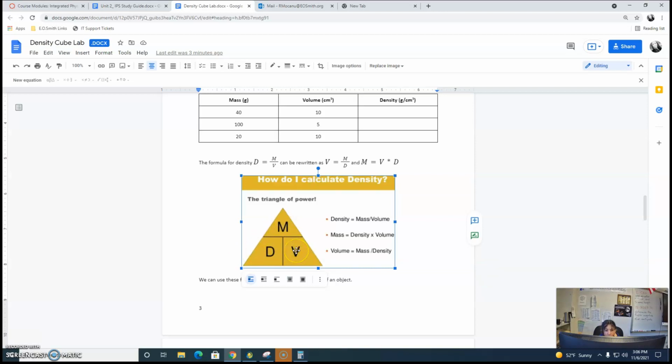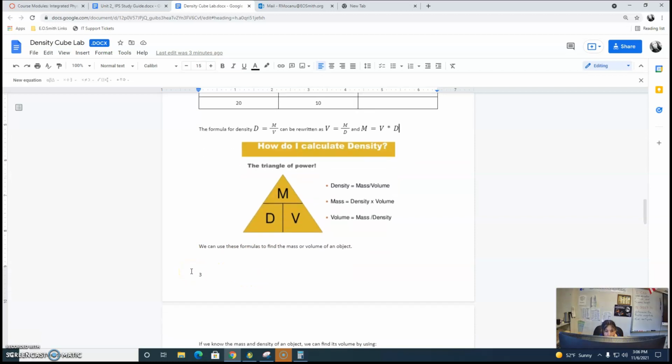Let's say I'm trying to find volume. Cover up the V, and it gives me that the volume is going to be equal to mass divided by density. M on top, D on the bottom, which is the same thing that we talked about above. Okay? So it's just a little bit of a memory trick to help you guys remember.